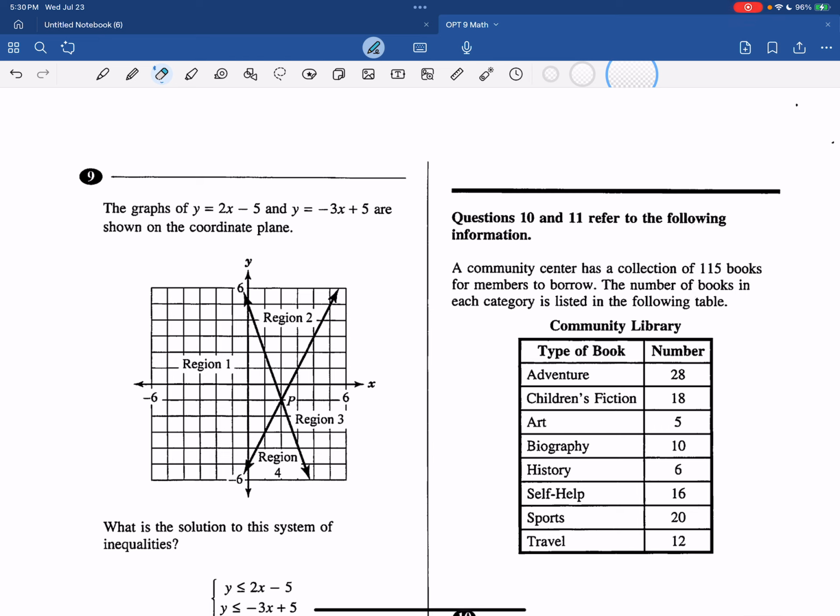So let me work it for you. If you want to just skip this one, you can. But if you're interested in knowing how it works, let's take a look.